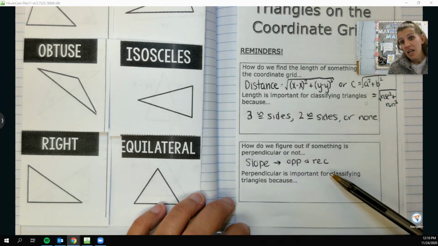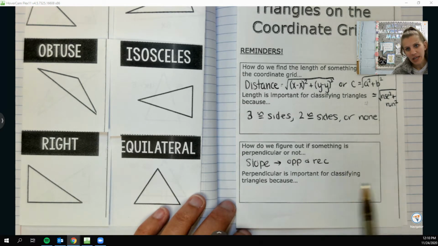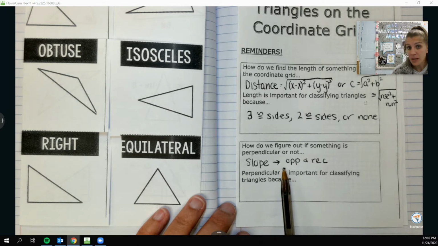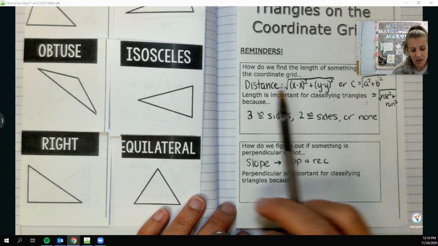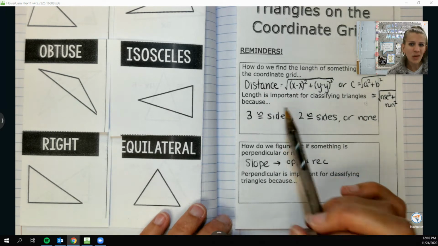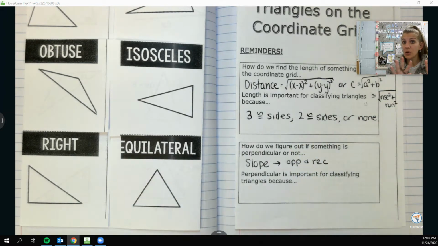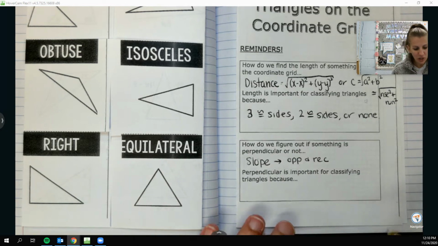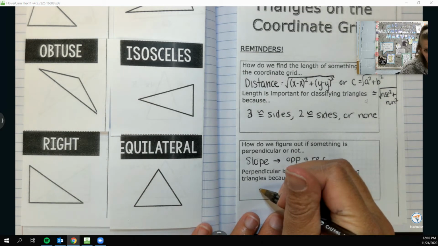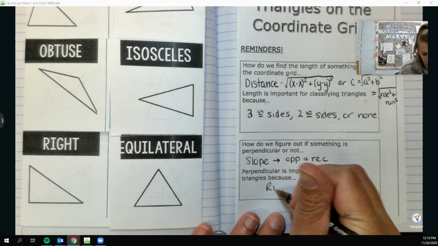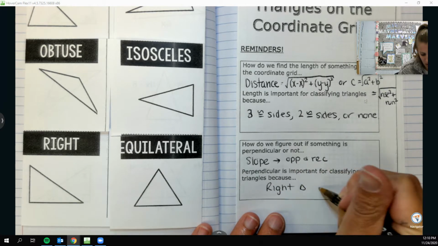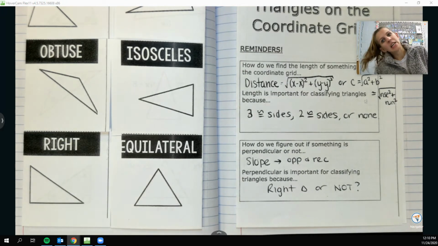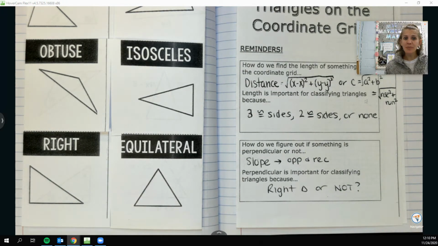So it's actually not so bad to do this on the coordinate grid because if I'm using slope here to figure out if something is perpendicular or not, I can use it again up here to figure out how long it is. So I'm really only finding slope, but then doing two different things with slope. And again, perpendicular is important for classifying triangles because I can decide if it's a right triangle or not, because a right triangle has a right angle in it. And if something is perpendicular, it's got a right angle.